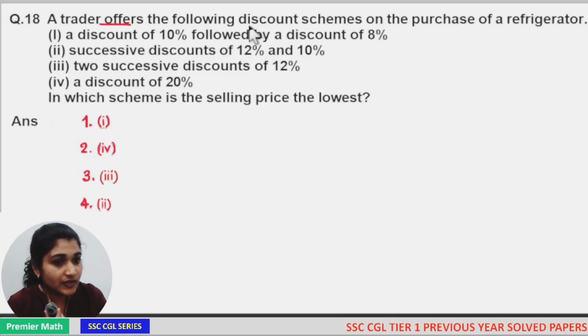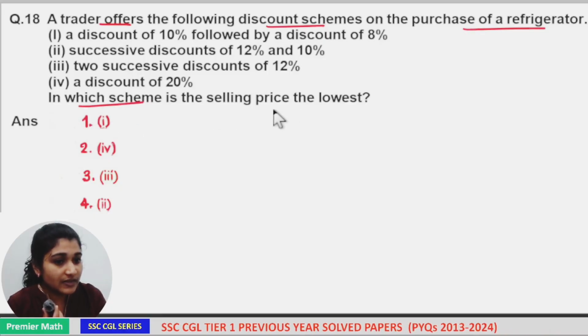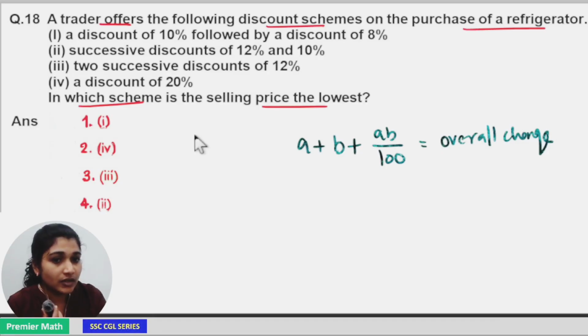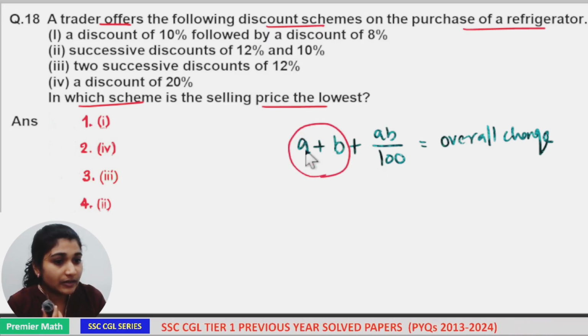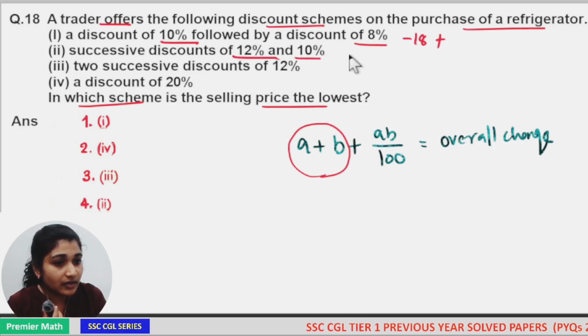A trader offers the following discount schemes on purchase of a refrigerator. In which scheme is the selling price the lowest? Here use the overall percentage change. Use negative for discount and positive for profit. So here first calculate A plus B, which is equal to 10 followed by 8 percentage, meaning 10 plus 8, 18 percentage. And next is 12 and 10, that is minus 22 percentage.